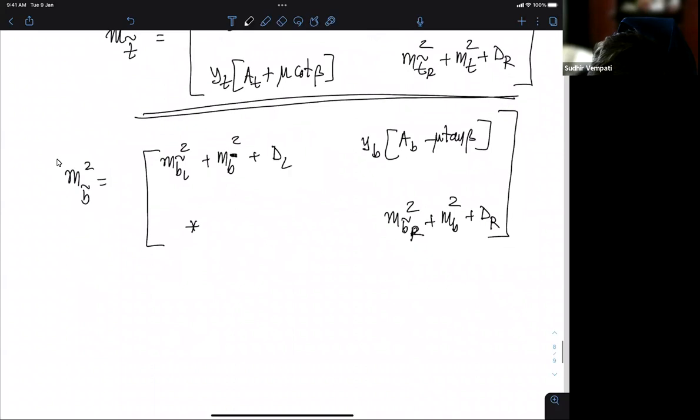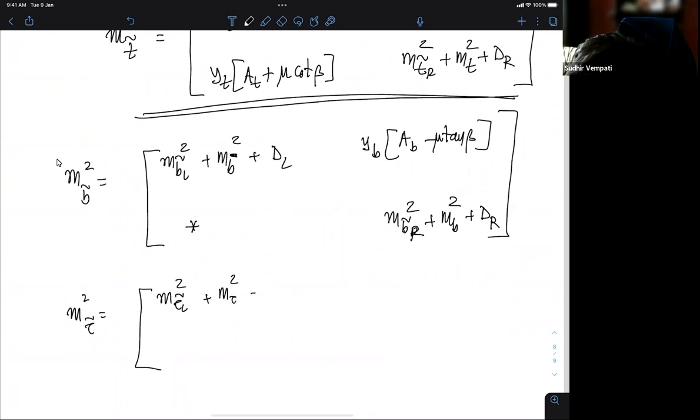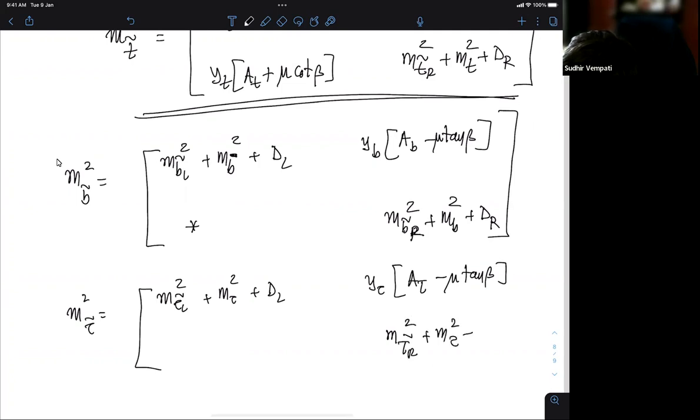And for the tau, you have m_tau square plus 0, Y_tau times A_tau minus mu tan beta, and m_tau R square plus m_tau square plus D_R.